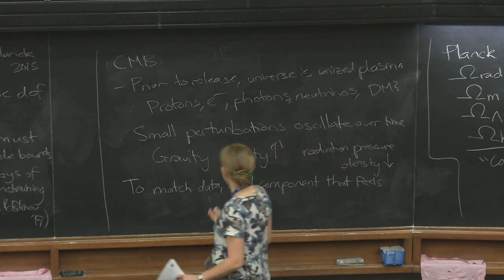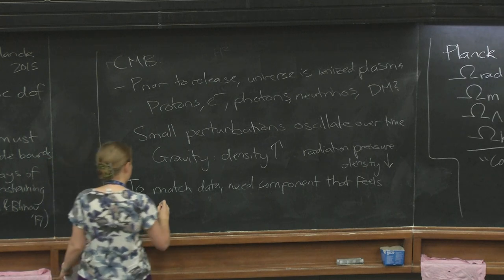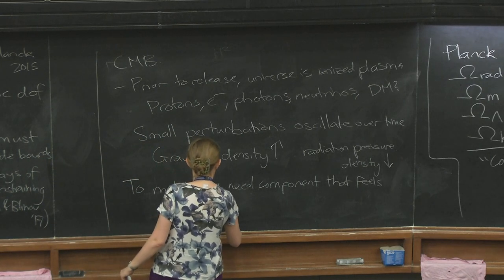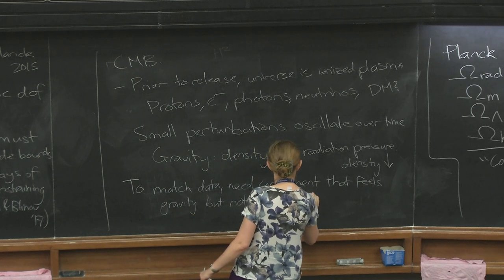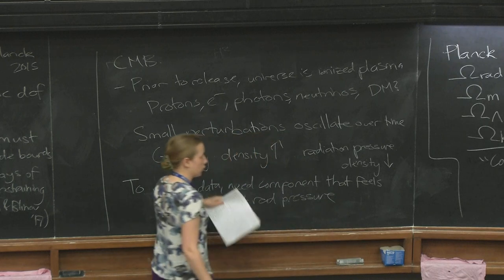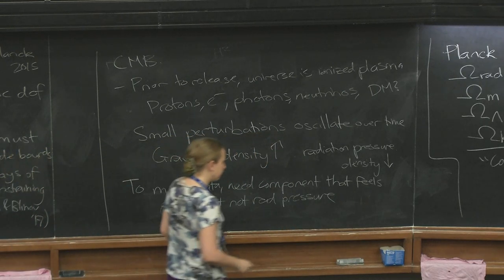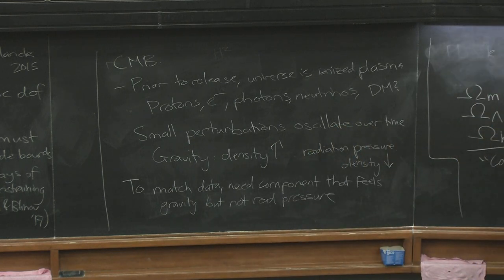Basically, you need something to deepen the potential wells that the plasma is oscillating within. So in the cosmological context, this is the definition of dark matter. We don't know what it is, but how we define it is as a matter component that does not feel radiation pressure.